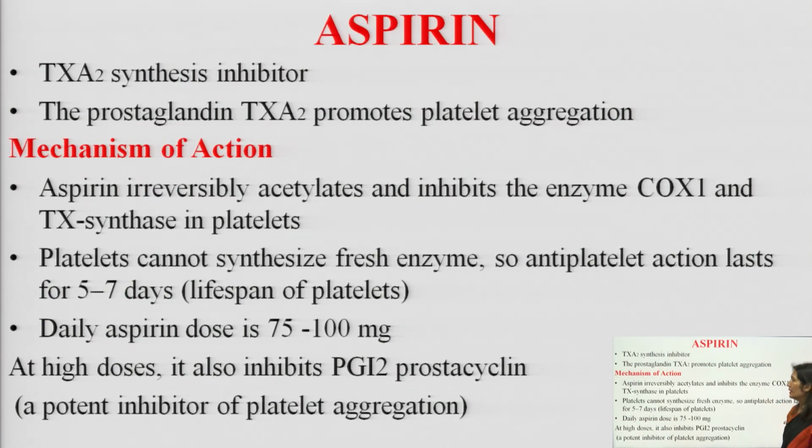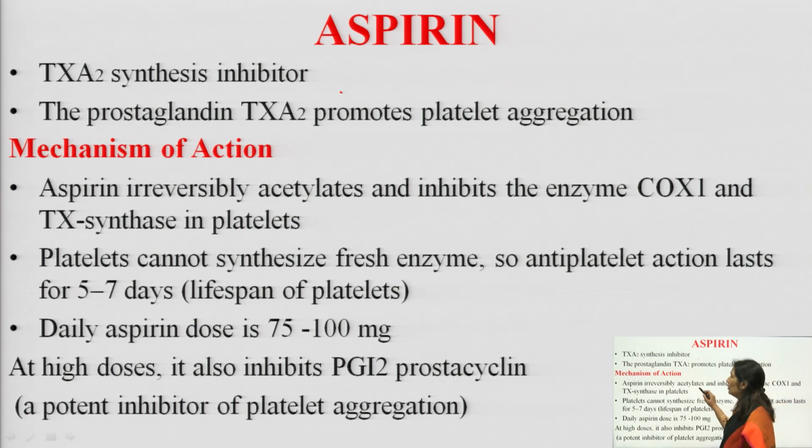First is aspirin, which is a thromboxane synthesis inhibitor. Mechanism of action: aspirin irreversibly acetylates and inhibits the enzyme COX. We have already shown this in the diagram. So platelets cannot synthesize fresh enzyme. So the antiplatelet action lasts for 5 to 7 days, that is, the lifespan of platelets. The daily aspirin dose is 75 to 100 mg.